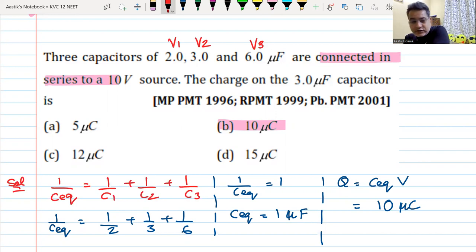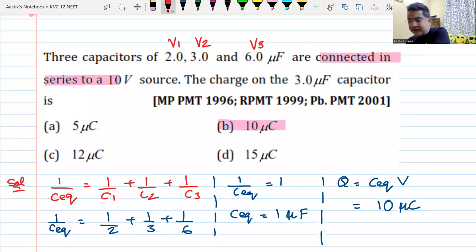You have to find out the value of V1, V2 and V3, and I'll give you 2 minutes to do this. You understand the question? V1, V2, V3, yes or no? Find out the value of V1, V2 and V3. Okay, I think you are not able to get the answer. Can I do it? Sure.